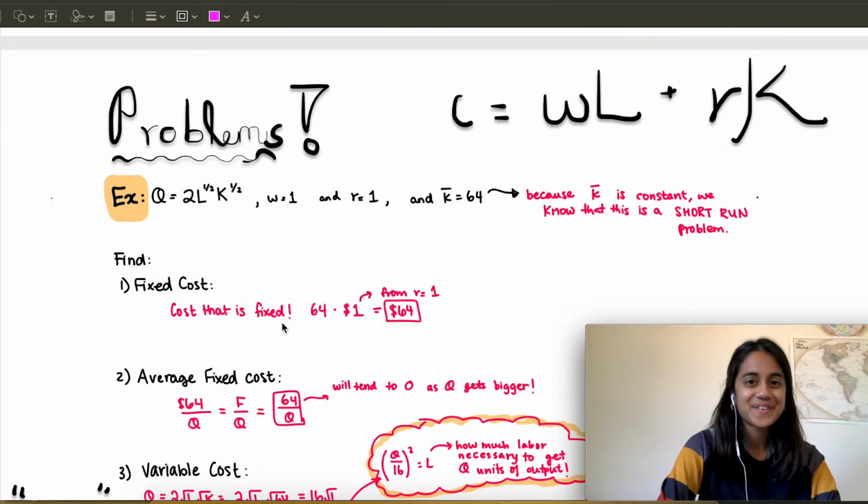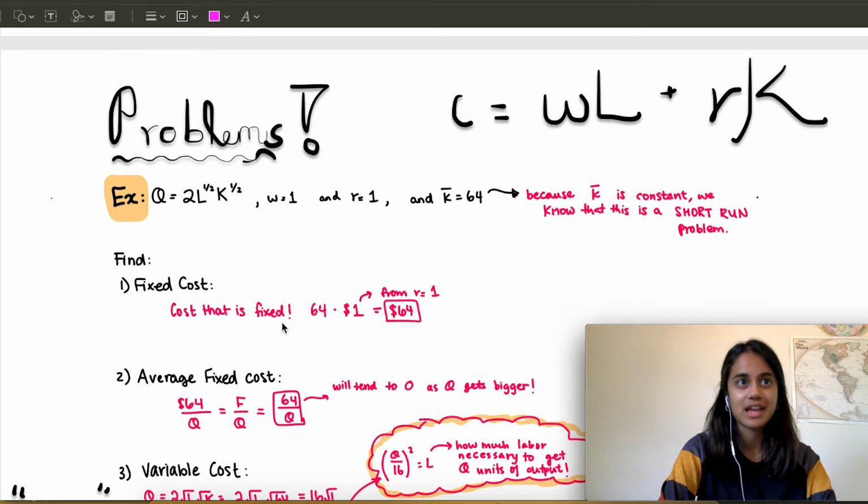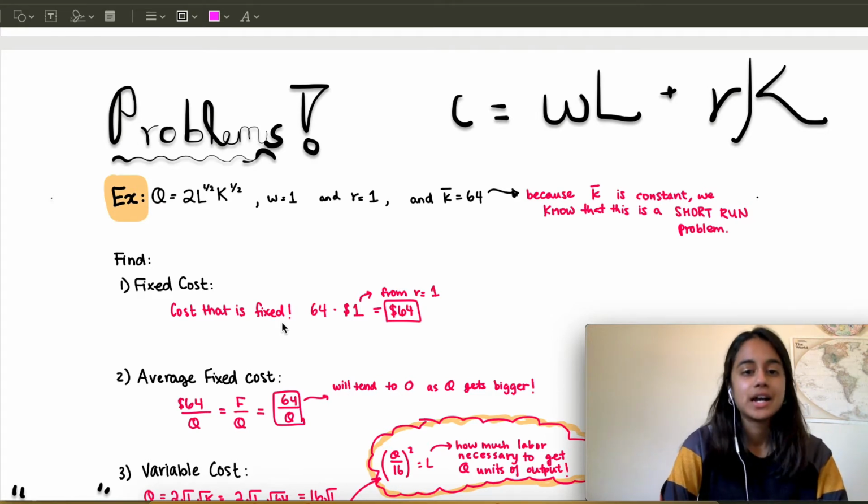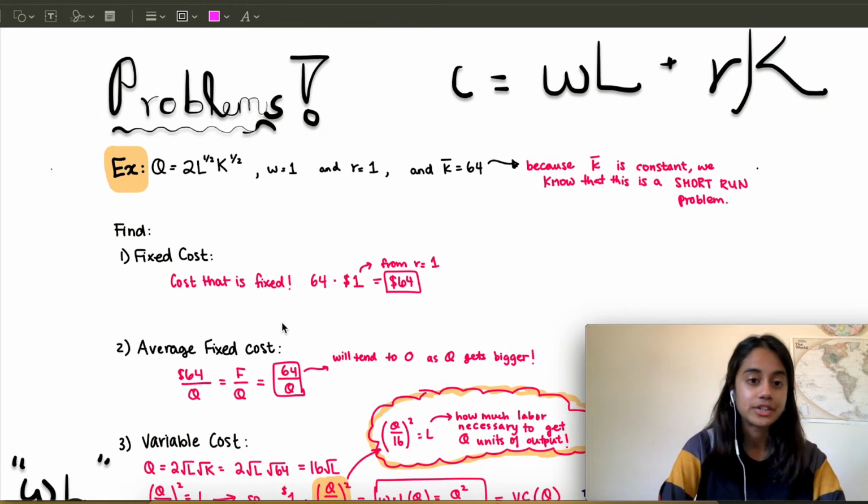Hi, so going off of our previous videos, we've talked about production functions and cost curves. Now we're going to take all of those together and work on problems, and hopefully that will give us a clear understanding of what these concepts are.